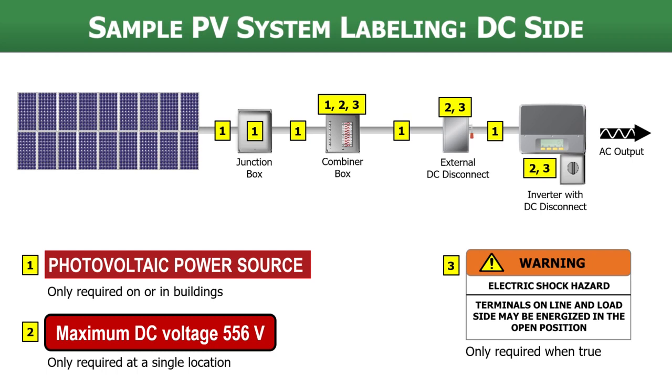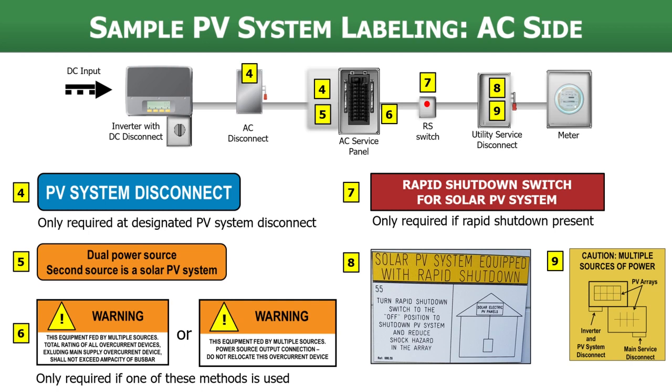This slide and the following slide, which is this one on the AC side, are really just for your reference. This goes through all the labels required on the AC side, and you might notice there's quite a few of them. Label 4 is our PV system disconnect. That's only required at the designated PV system disconnect. Then the dual power source. Second source is a solar PV system. That's in the AC service panel or the point of interconnection.